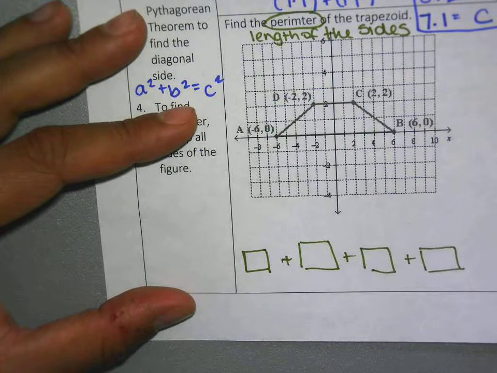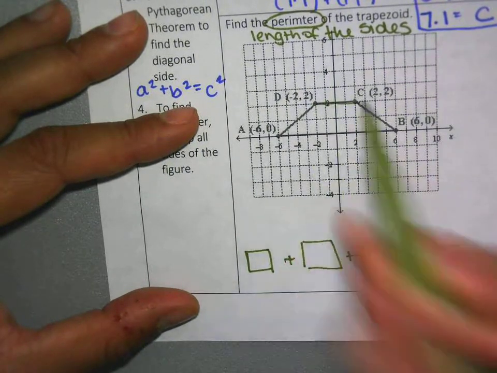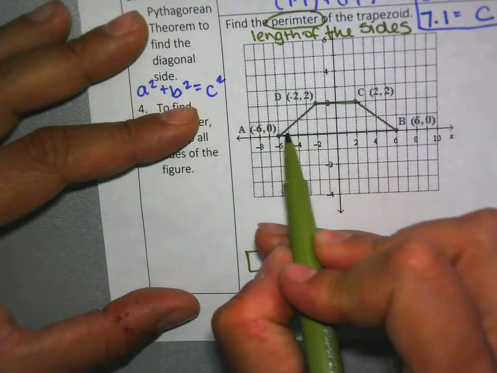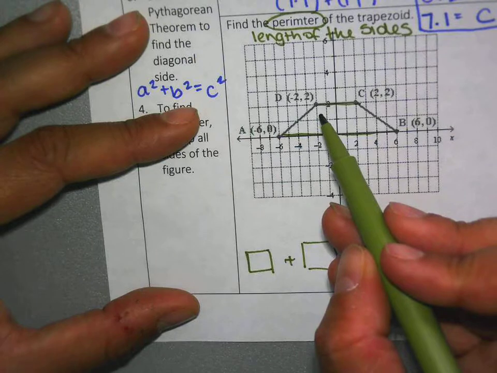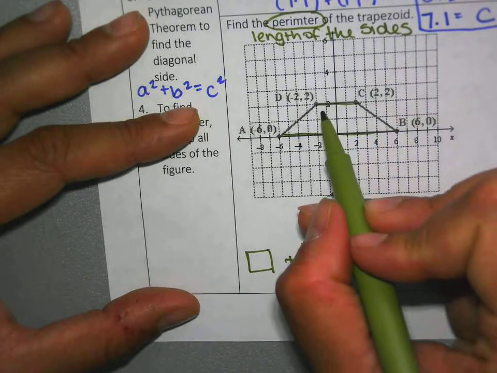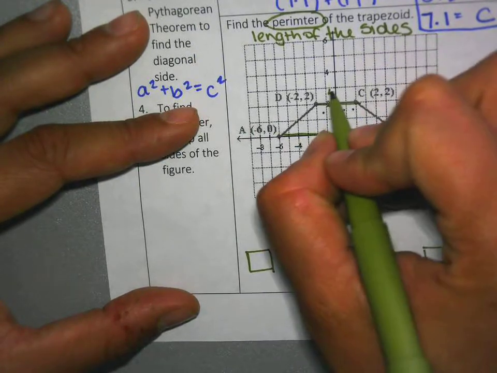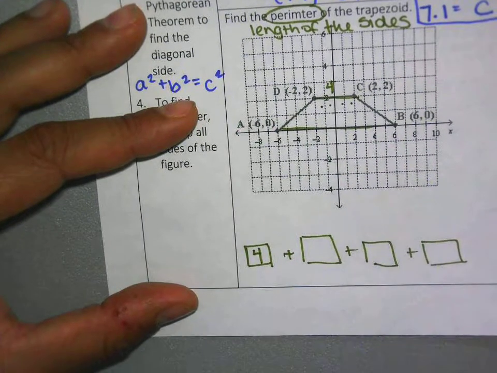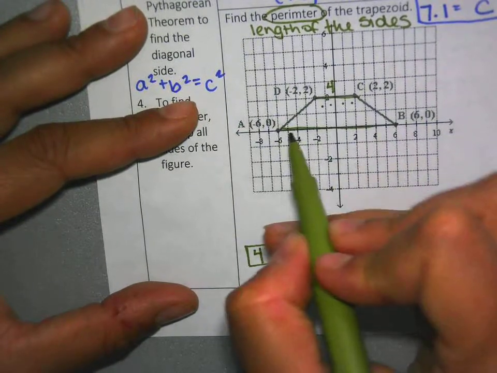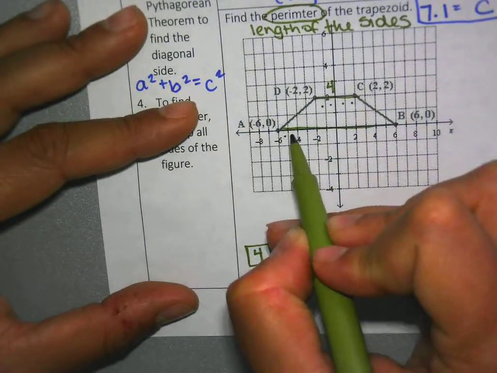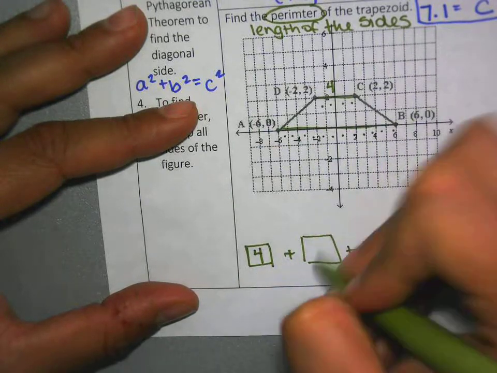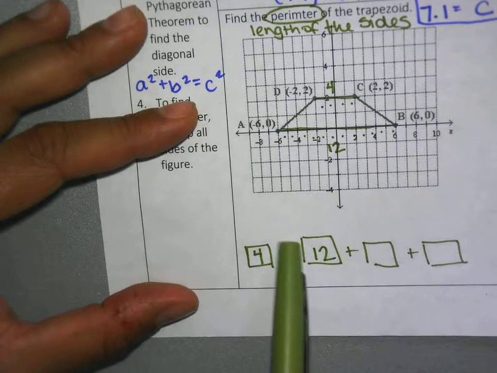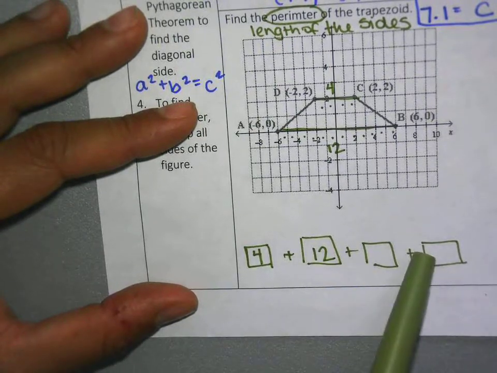So the first 2 boxes should be super easy because the top line of the trapezoid is horizontal. The bottom line of the trapezoid is horizontal. We can count horizontal lines by counting the boxes. So 1, 2, 3, 4. This has a length of 4, so I'll put a 4 in there. This bottom piece has 1, 2, 3, 4, 5, 6, 7, 8, 9, 10, 11, 12. Label it on the picture, and I'll also put it in my boxes. But I still need to find these other 2.